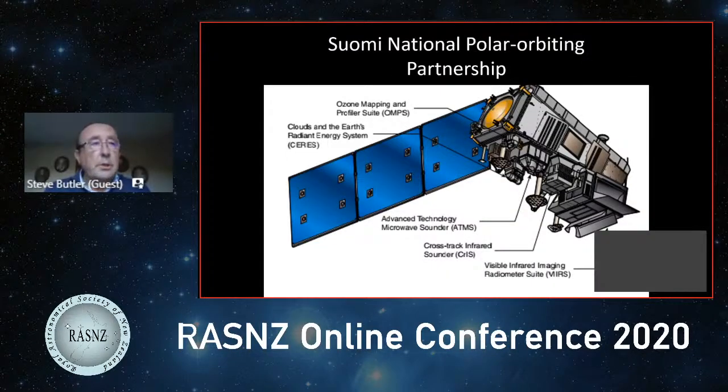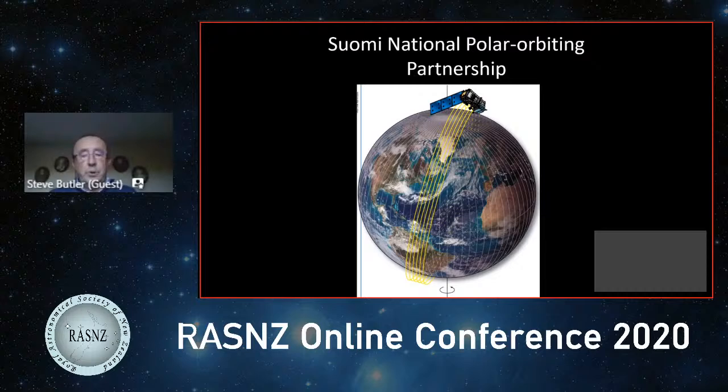Now, the information that Ministry for Environment and Statistics New Zealand are using comes from this satellite here, which down on the bottom right-hand side is the Visible Infrared Imaging Radiometer Suite, or VIIRS, as it's otherwise known. This is a polar orbiting satellite which is scanning the surface of the planet for a variety of uses, but is useful for picking up nighttime lighting on the surface of the Earth.